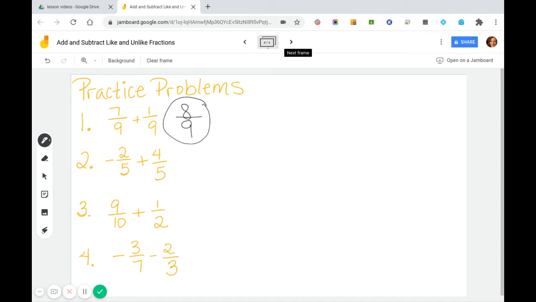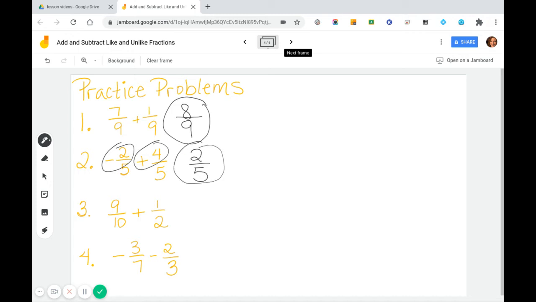Number 2, I'm going to keep the matching 5 on the bottom. On the top, I have a -2 and a +4. I have 2 more positives than I do negatives. So 2/5 is my answer.